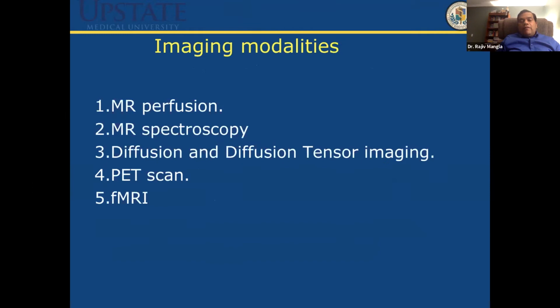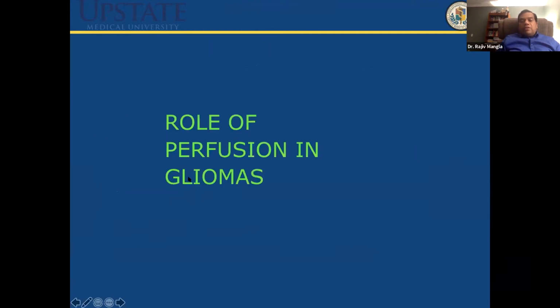And I will try to speak on these modalities: MR perfusion, MR spectroscopy, diffusion and diffusion tensor imaging, as well as functional MRI. PET scan we use, but not too much in neuroimaging.